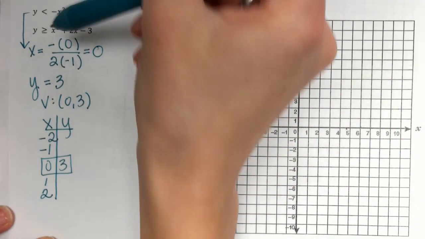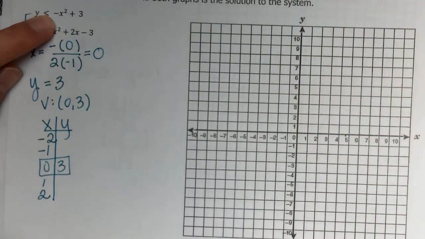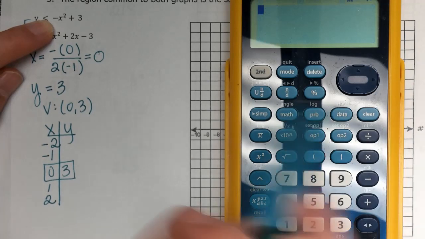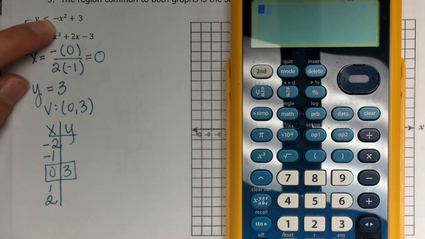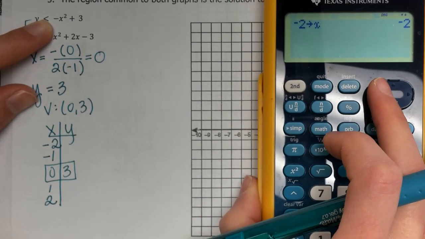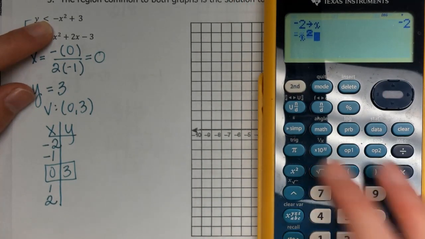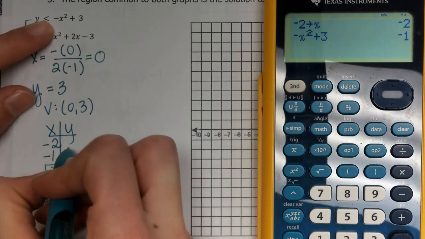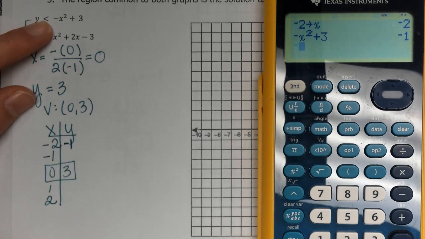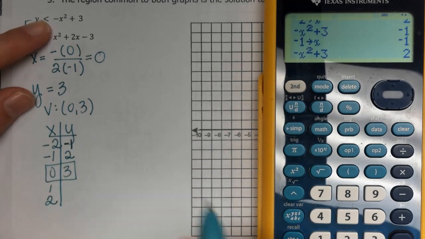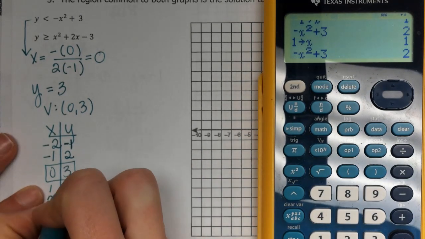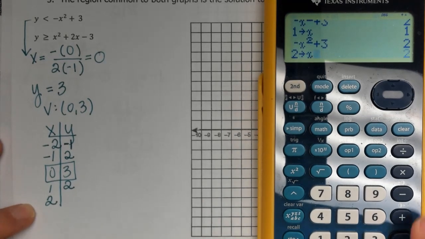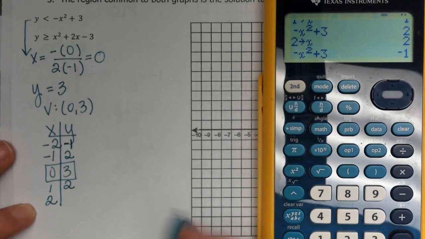If I take negative 2 and plug it in for x squared, if you do the mental math, just make sure you understand that the negative comes after you square the negative 2. Okay, if you want to play it safe, you can always store the value and then type in your negative x squared plus 3. That gives me negative 1. Negative 1 store for x will give me 2. 1 store for x should hopefully give me 2. And 2 store for x should give me negative 1.